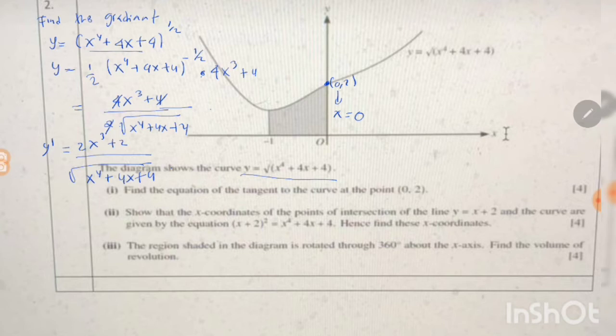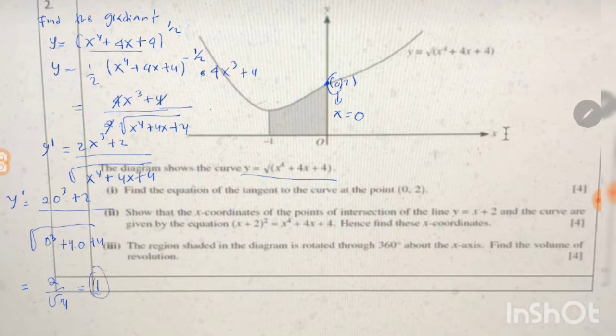After you find the first derivative of this curve, to find the gradient you substitute the value of x. So substitute the value of x in this one, and you have y prime equals (2 times 0 cubed plus 2), so x equals 0, right? Over the square root of 0 to the power of 4 plus 4 times 0 plus 4, then you have 2 over the square root of 4 equals 1. So our gradient here equals 1.